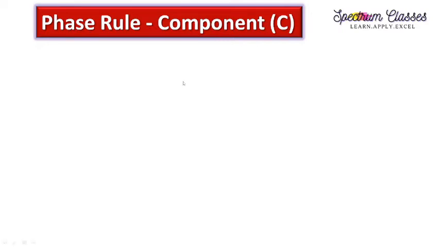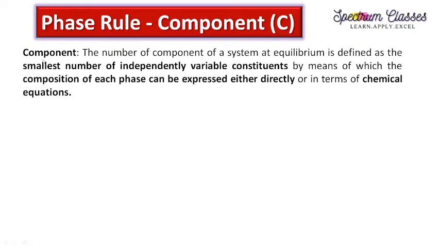Let's start with the term component. So what is called a component? The number of components of a system at equilibrium, the system must be in equilibrium, is defined as the smallest number of independently variable constituents, by means of which the composition of each phase can be expressed either directly or in terms of a chemical equation. So we are going to discuss the terms reported in this definition one by one.